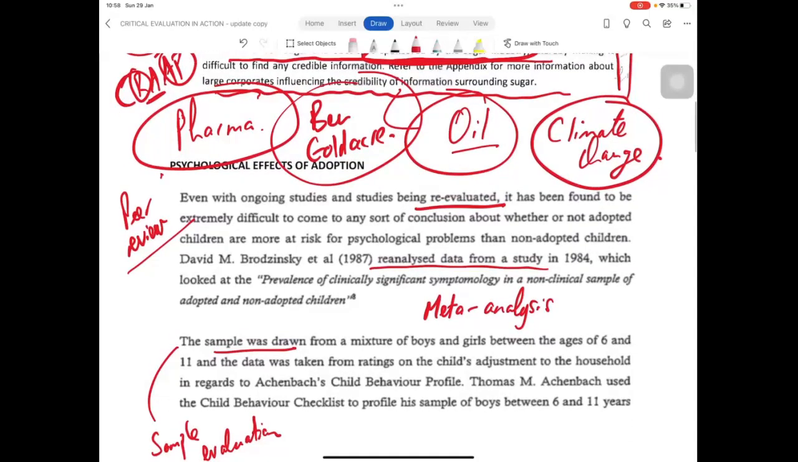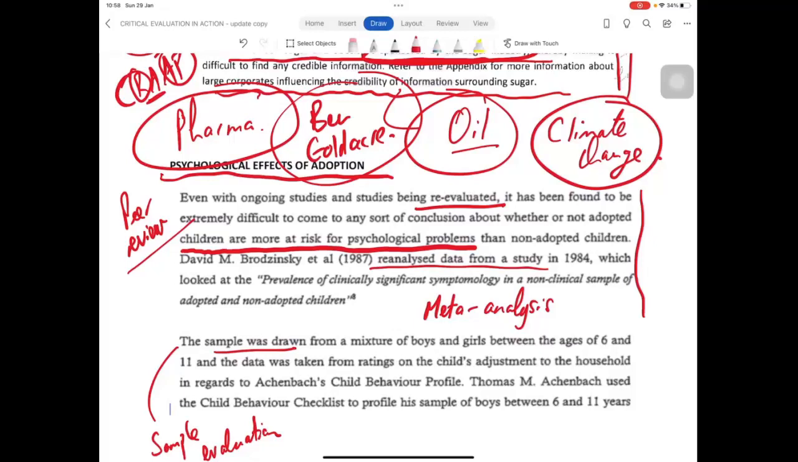Now I'm going to move on to a very different type of study, which is the psychological effects of adoption. And this particular student shows, even with the ongoing studies and studies being reevaluated, it has been very difficult to come to any conclusion about whether or not adopted children are more at risk of psychological problems. So this student is looking at the idea of children who are adopted, who are not with their biological parents: do they develop more psychological problems or not?